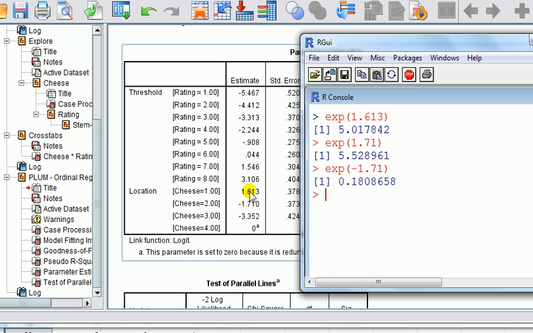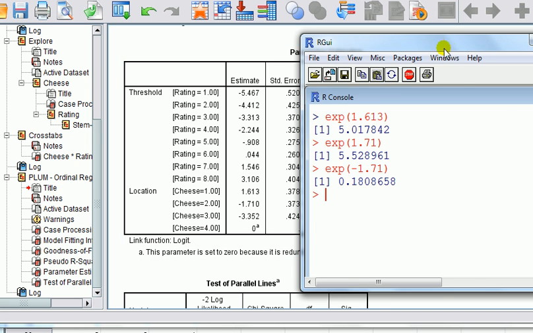Okay, let's do cheese 2 as well. That's got a minus 1.71, so take the exponential of that, it's 0.18. So literally this says for cheese 2 the odds of someone rating it bigger than or equal to some value on the rating scale is 0.18 times the odds of cheese 4. Since this number is less than 1, that's equivalent to saying that the odds of a high rating for cheese 2 is 0.82 times lower than for cheese 4, by doing 1 minus that number. And we can do the same for cheese 3.